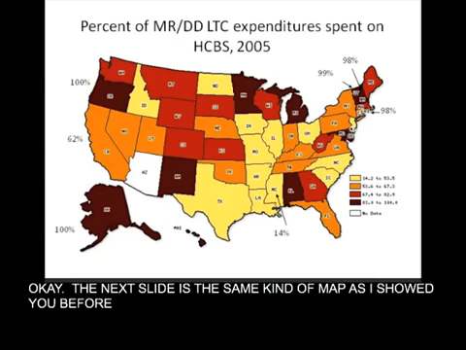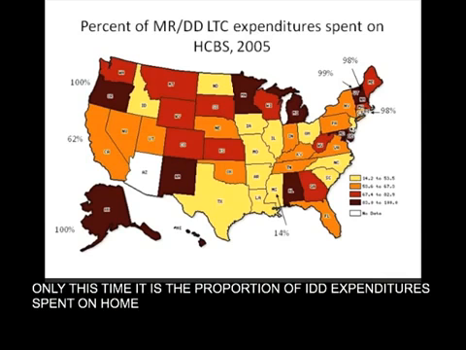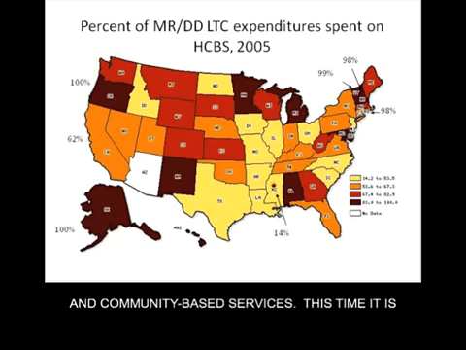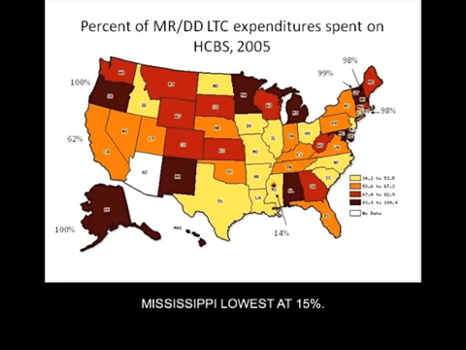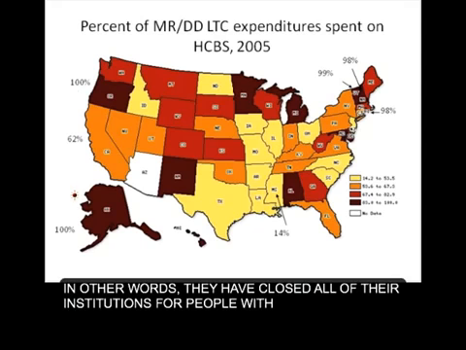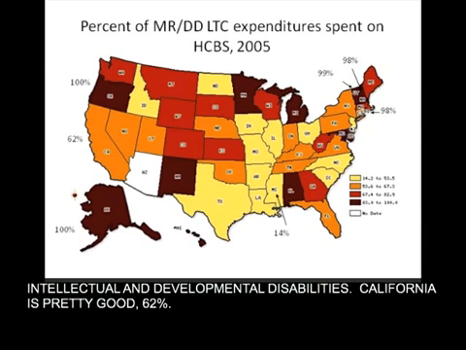Okay, the next slide is the same kind of map as I showed you before, only this time it's the proportion of IDD expenditures that are spent on home and community-based services. This time it's Mississippi that's the lowest at 14%, but Oregon and Alaska, 100% of their IDD expenditures go to home and community-based services. In other words, they have no institutions. They have closed all their institutions for people with intellectual and developmental disabilities. I don't know that Alaska actually ever had any. I think they did.